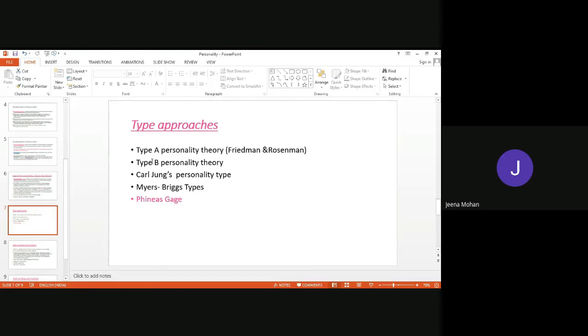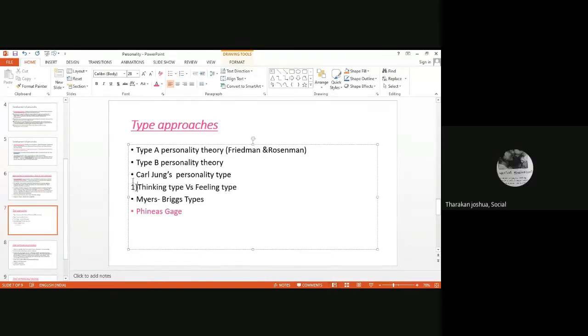But the other category is the feeling type: thinking type versus feeling type. Will you please wait for 1 minute? I'll come back within 1 minute. Okay, so what is the first category? First is thinking versus feeling type. And the second category is sensation versus intuition.